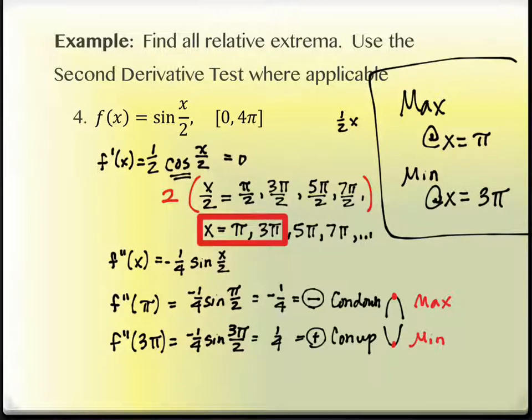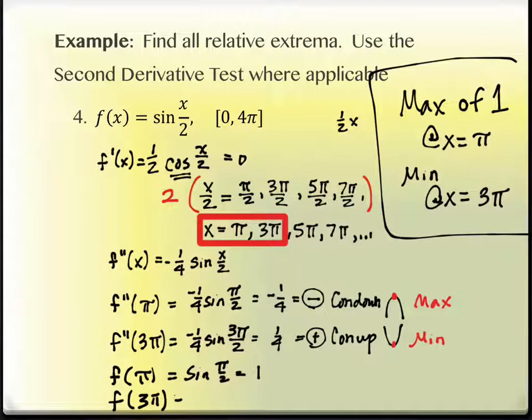It's into the original function. Like, what is the sine? 1. Yeah, it's 1. So if I go back and I take f of pi, I would have sine of pi over 2. And you're exactly right, that's 1, right? We encountered that one before, so this is a maximum of 1. And when I put in the 3 pi, I get -1, right? Yeah, so that's a minimum of -1 at x equals 3 pi.